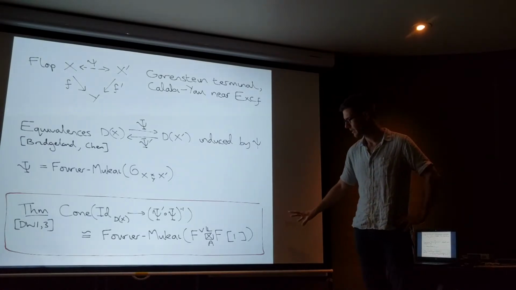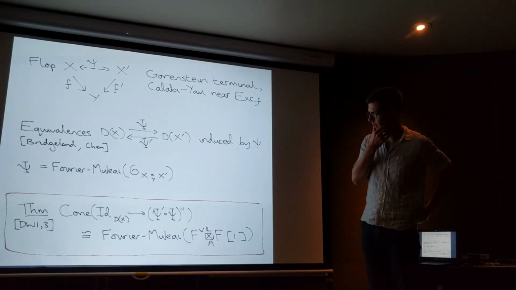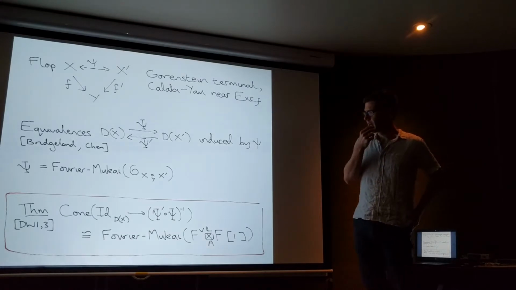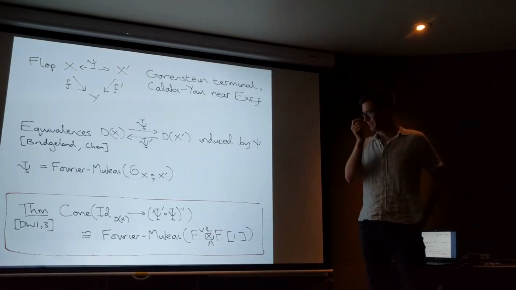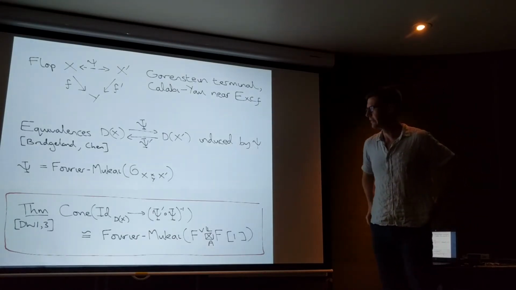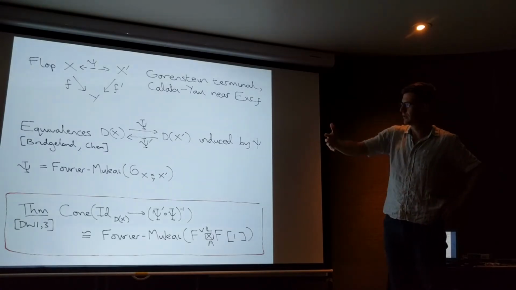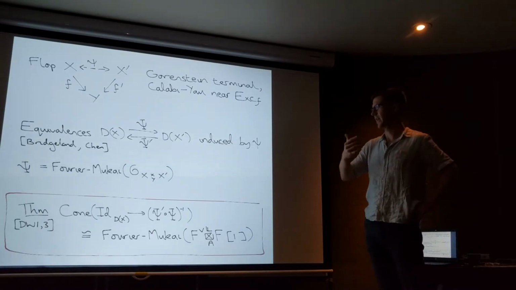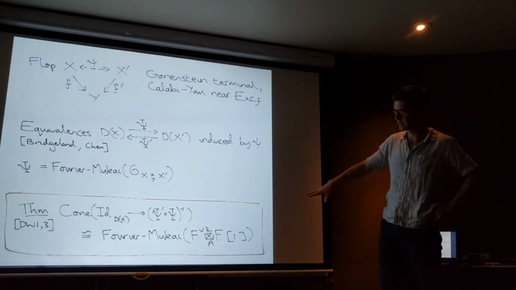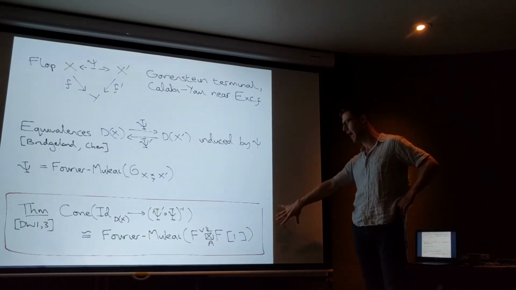And this is where the non-commutative deformations come in. It turns out these are not inverse. So you might guess that they're inverse. They're canonical equivalences between X and X prime, but they're not inverse, and this theorem explains why.